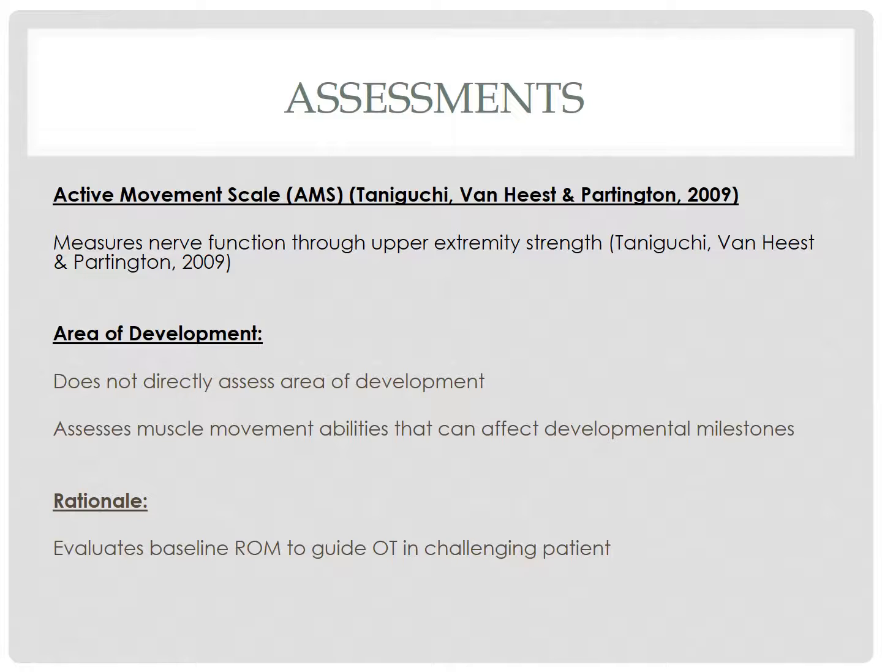Another assessment that I found in the literature is called the active movement scale. This is essentially the scale that we use during manual muscle testing. It basically just measures how well the nerve is functioning through observing how the upper extremity muscles are functioning as far as strength goes. So it doesn't really directly assess an area of development either. This just assesses the muscle movement abilities and strength that can affect developmental milestones.